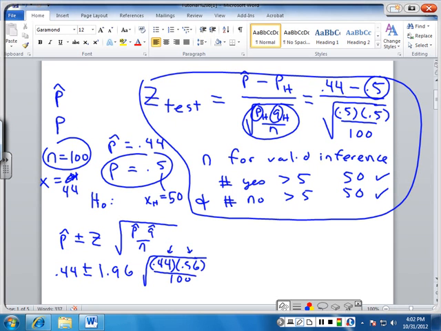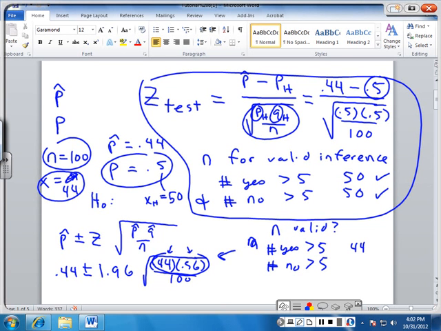So for this one, is n large enough? It's based on the numbers of yeses in our sample. We already have that x is 44. I just meant n valid for inference. The number of yes has to be greater than 5, and the number of no has to be greater than 5. Now this is from the sample, not what we would hypothesize. So this is going to be 44, and this is going to be 56. Anyway, they're both greater than 5, so we're good to go.